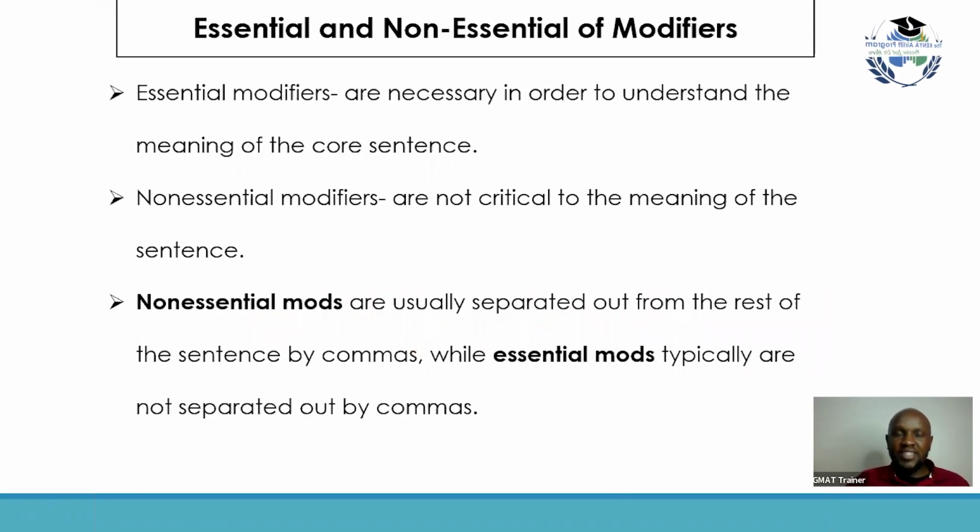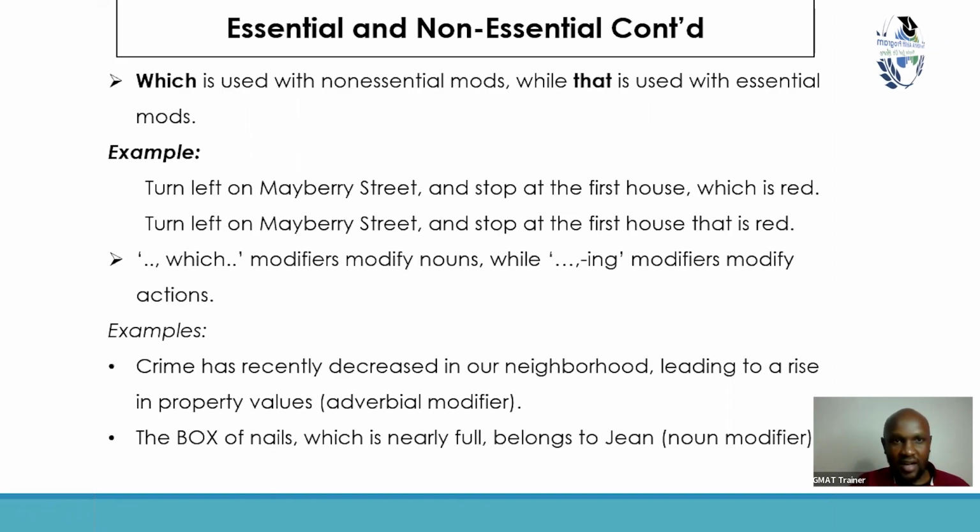So modifiers comprise two types. We have essential and non-essential modifiers. Essential modifiers are necessary in order to understand the meaning of the sentence, while non-essential modifiers are not critical to the meaning of the sentence. So how do we differentiate these two types of modifiers? We're going to see examples shortly. Non-essential modifiers are usually separated out from the rest of the sentence using commas, while essential modifiers are not separated by commas. So let's see how these two types of modifiers are employed in sentences.